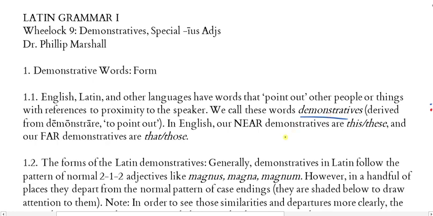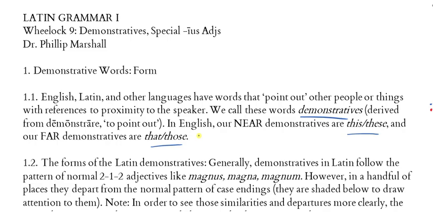In English, our near demonstratives are this and these. That's the singular and plural. And the far demonstratives are that and those. So when you think about it, if I'm speaking about something that is close to me, then I will refer to it as this pencil here that I have. And if I want to talk about something that's more remote or farther away from me, I would not say this pencil over there, but that pencil over there. So distance is the idea here in terms of pointing.